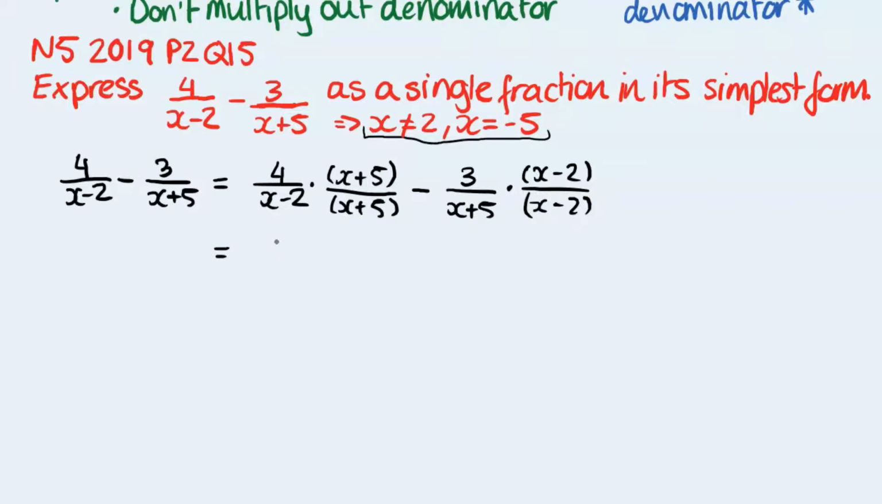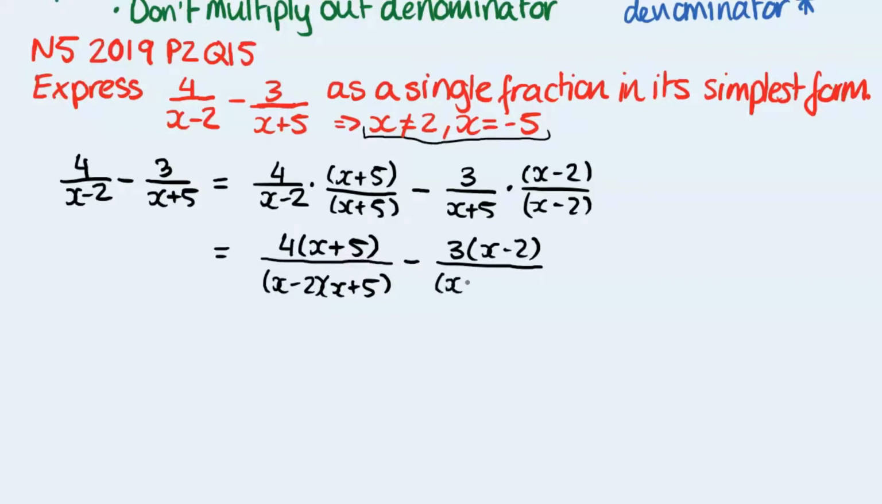We have 4 multiplied by x plus 5. Try to keep it in brackets when you're doing this first multiplying, like the tip at the top of the page. Now multiply the denominators: x minus 2, x plus 5. Don't multiply it out, just keep it in bracket form, as it makes it easier to simplify later on. Okay, let's do the second one. We have 3 multiplied by x minus 2 as the numerator, and the denominator is x plus 5, x minus 2.